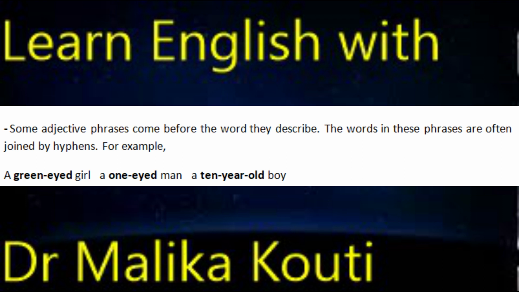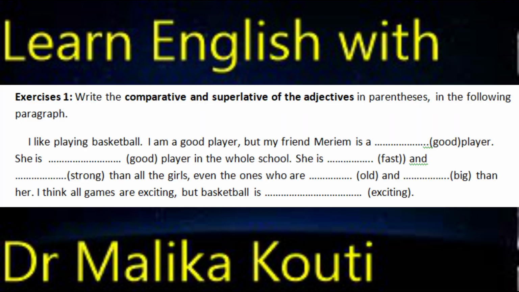Great. Now let's take some exercises. Exercise 1. Write the comparative and superlative of the adjectives in parentheses in the following paragraph. I like playing basketball. I am a good player, but my friend Miriam is a good player. She is good player in the whole school. She is fast and strong than all the girls, even the ones who are old and big than her. I think all games are exciting, but basketball is exciting.